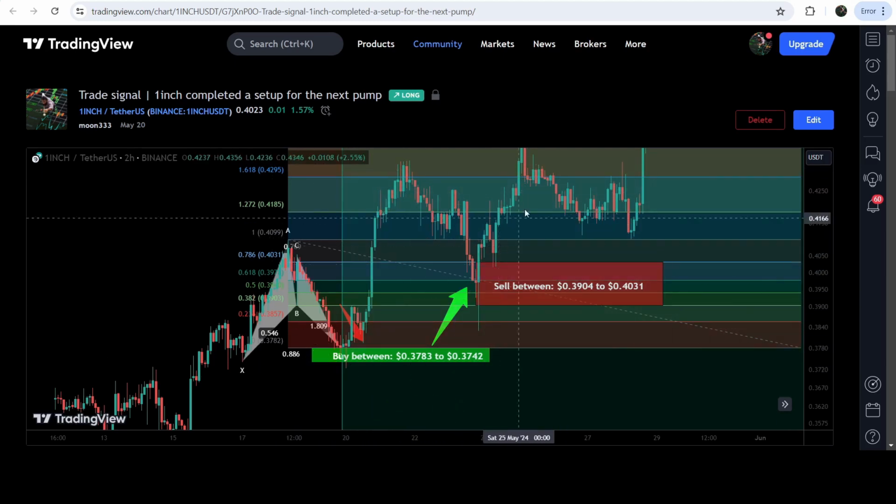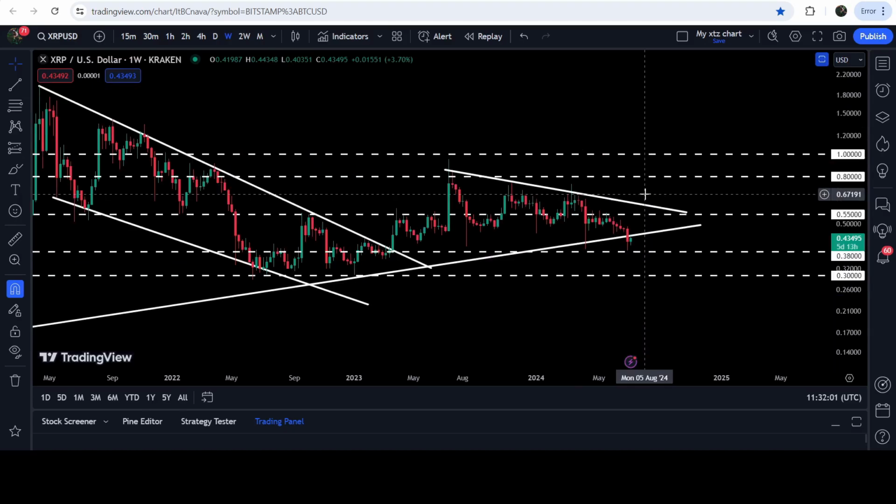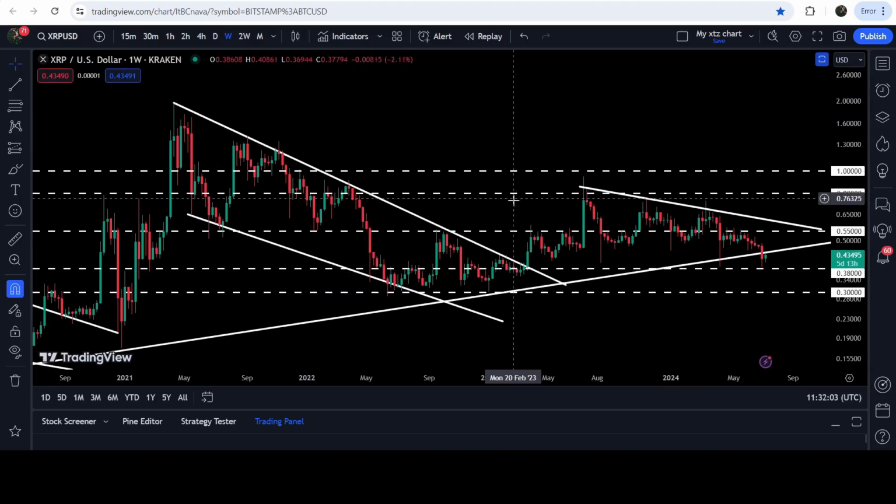Now, let me take you to the live chart of XRP. And this is the weekly time frame chart. And you can see that previously it was moving inside this wedge. And after the breakout, we had a very nice rally.